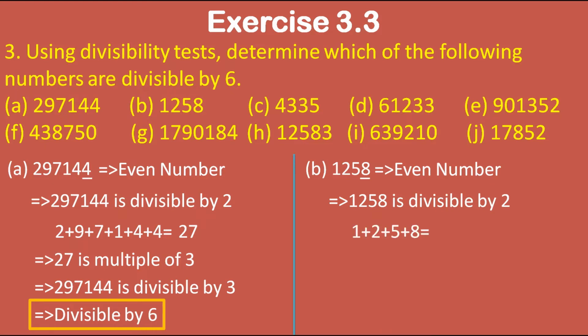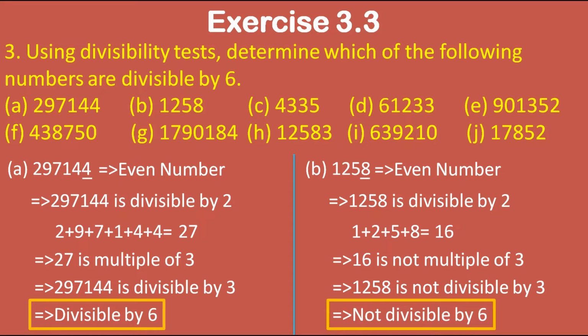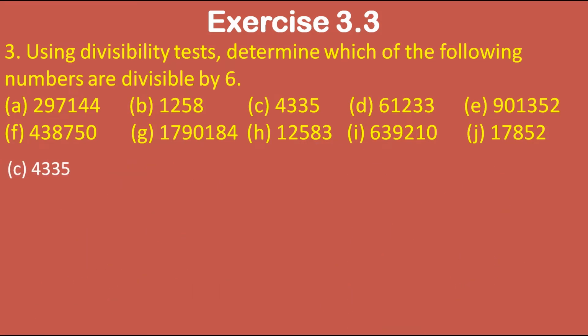So it is giving the sum as 16, and 16 is not a multiple of 3. Therefore the number is not divisible by 3. It is divisible by 2 but not divisible by 3. Therefore the number is not divisible by 6. Okay. Now let's check the third number, that is 4,335.